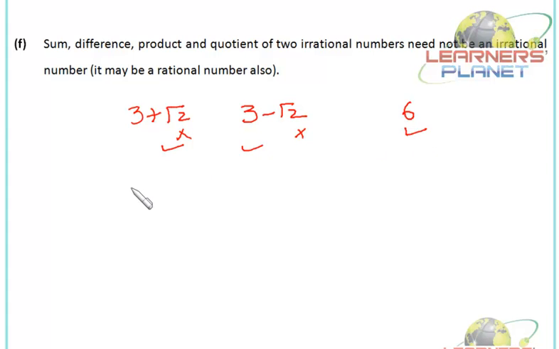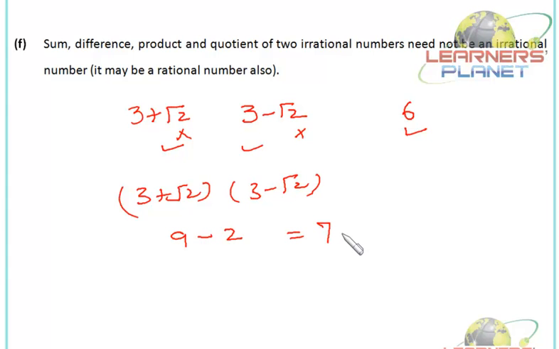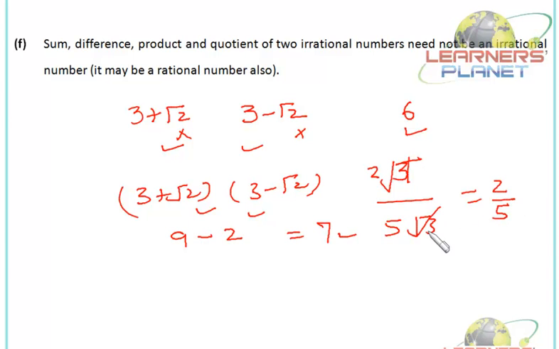Similarly, in the same case, if we multiply them, that is 3 plus root 2 into 3 minus root 2, that will give 9 minus 2, that is 7. So further it is a rational number. That means the product of two irrational numbers can be rational also. Similarly, the quotient: suppose I have 2 root 3 divided by 5 root 3. So the quotient may also be a rational number.